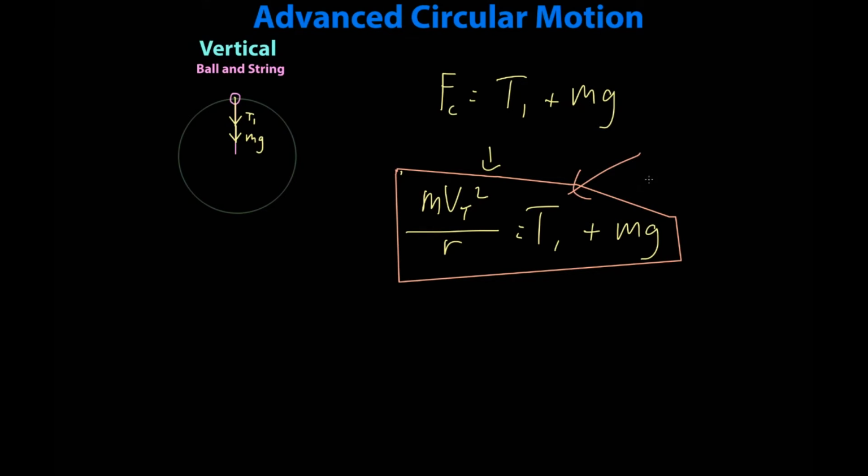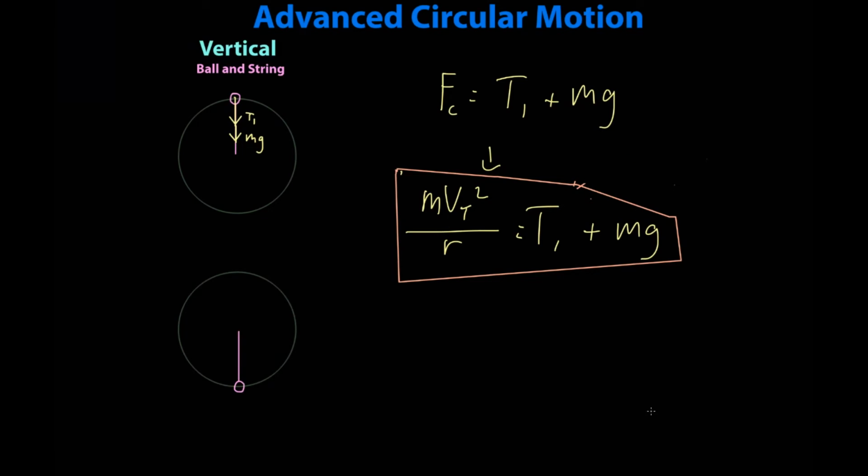So if you were asked what is the slowest possible velocity, you would make tension 1 zero, and then mass would cancel, and you would end up with vt squared over r equals g. But that is a very special case. I'm just mentioning it because it's actually asked for pretty commonly.